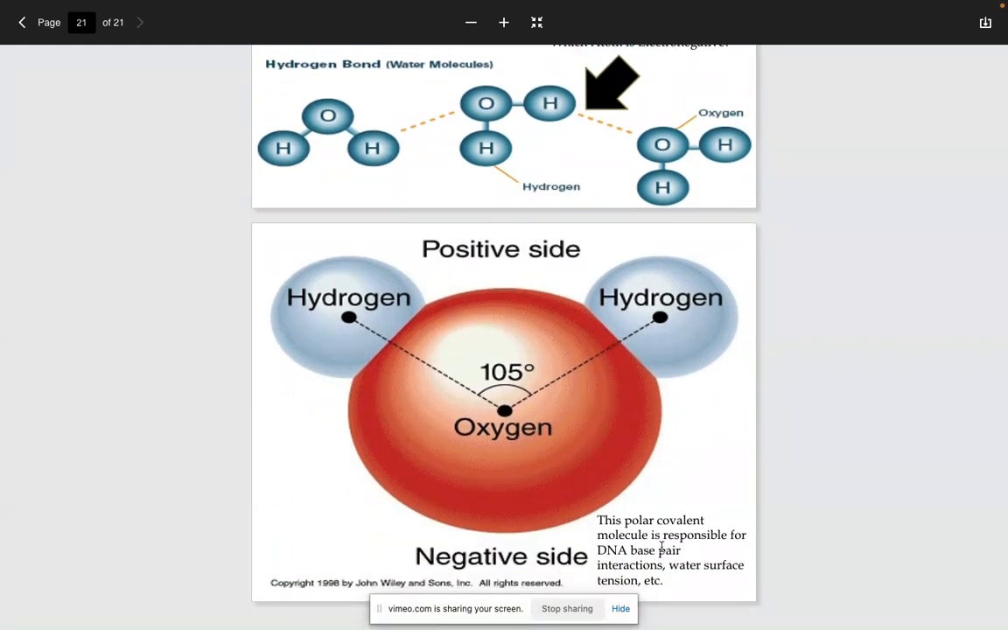So this polar covalent molecule is responsible for DNA base pair interactions, water surface tension. This picture here is simply showing you that water is responsible for a lot of the different biochemical processes that are present within our body, whether that be DNA base pairing, whether that be water surface tension, whatever it may be, water is going to be present within the majority of the biochemical processes throughout life.